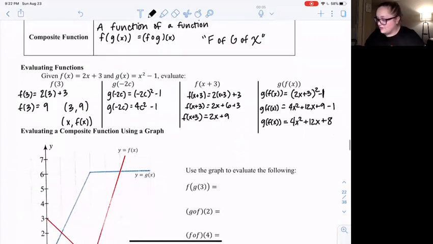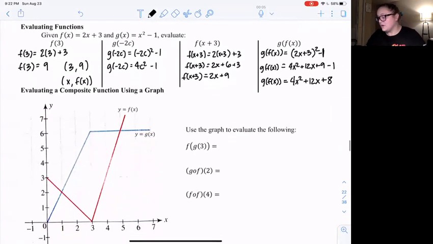So let's look at the following compositions. f of g of 3. When we're looking at our graph, you can see that y equals f of x is this red graph, and y equals g of x is this blue graph. So we have f of g of 3. So g of 3, I'm going to go to this x value, 3, and I see I'm right up here at 6.